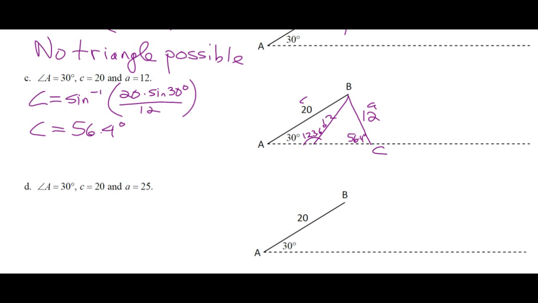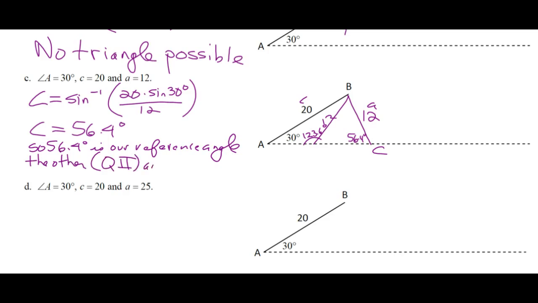Okay, so again, we take this as the reference angle. So 56.4 degrees is our reference angle. And the other angle, which is the quadrant 2 angle, is 123.6 degrees. Can you make a triangle? Well, 30 and 123.6 is 153.6. That's less than 180, right? So I can make another triangle, right?